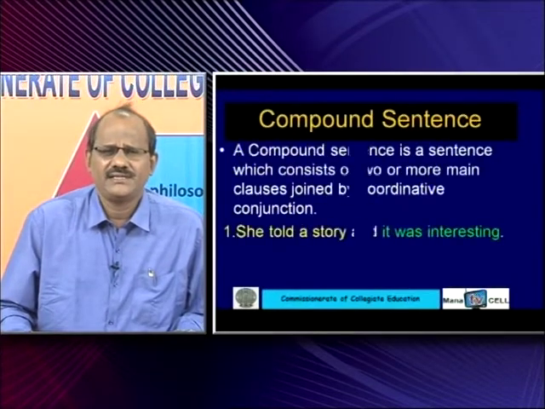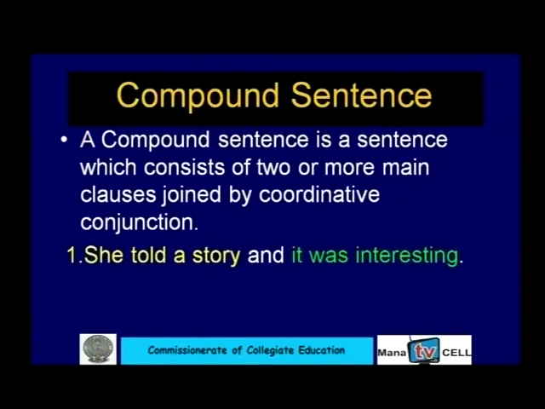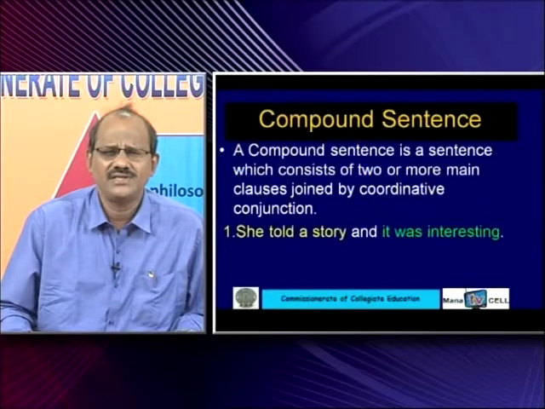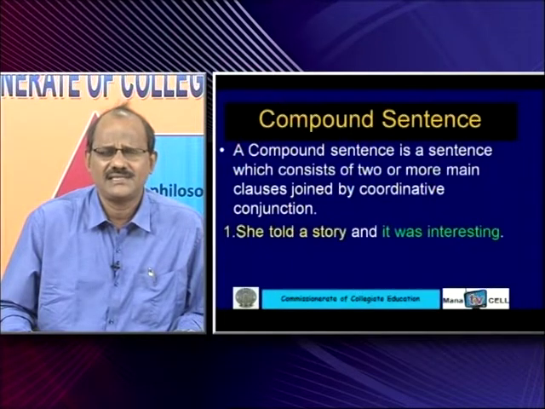What is a compound sentence? A compound sentence is a sentence which consists of two or more main clauses joined by coordinating conjunctions. Example, she told a story and it was interesting. Here, the two clauses, she told a story, it was interesting, are both main clauses because they can stand alone as sentences on their own, and they are just joined by a coordinating conjunction and.